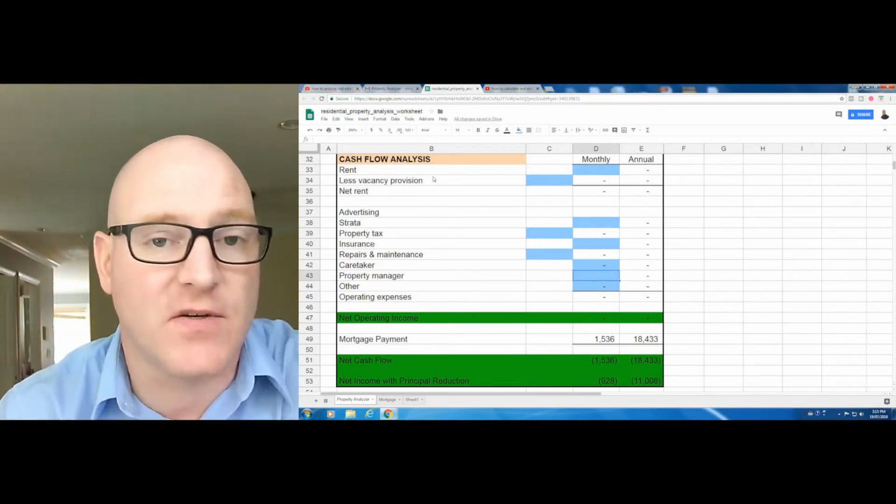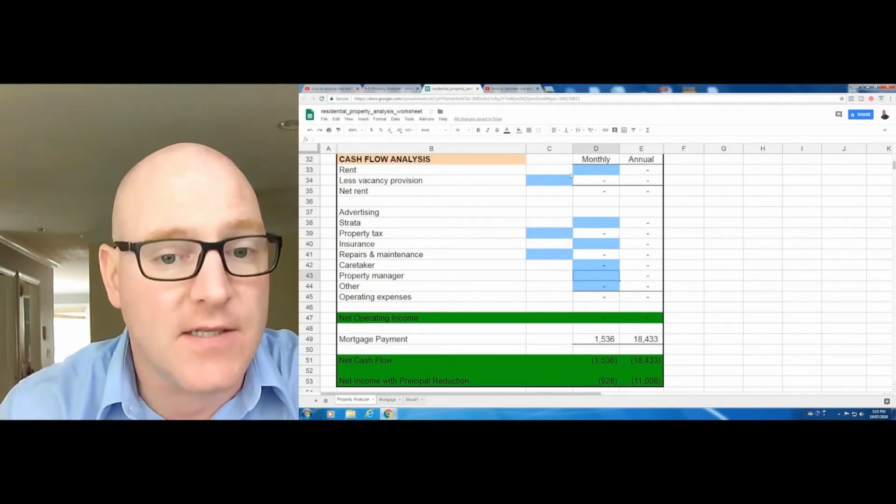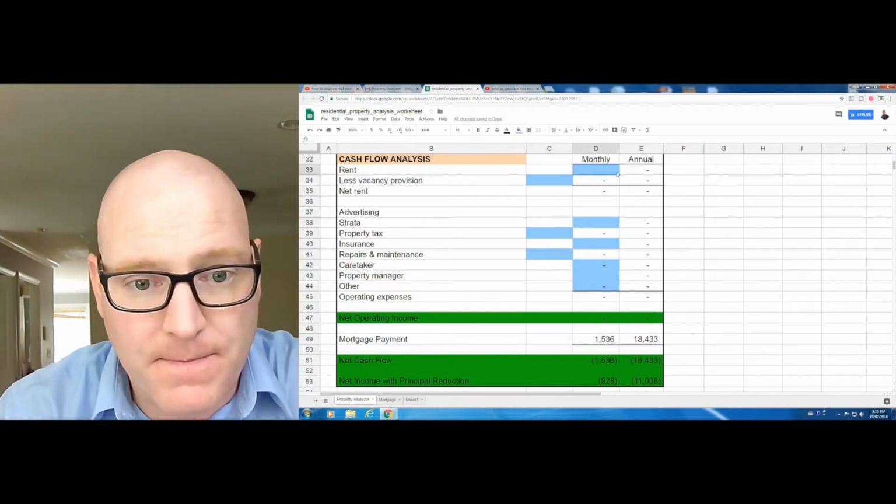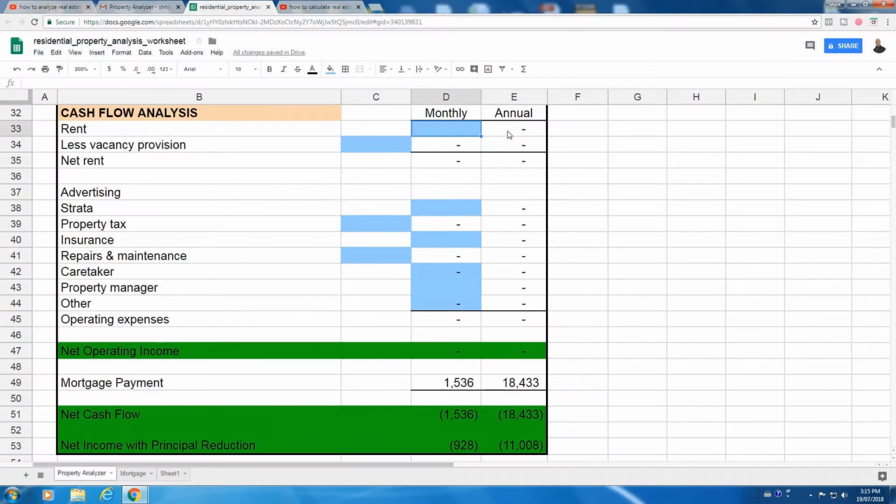Today, we're just going to focus on the section of cash flow analysis. So in this, to make numbers easy, this is just a fictitious example property. We'll say we have $2,000 a month rent. In this spreadsheet, you just fill in the blue sections and everything else will calculate for you.